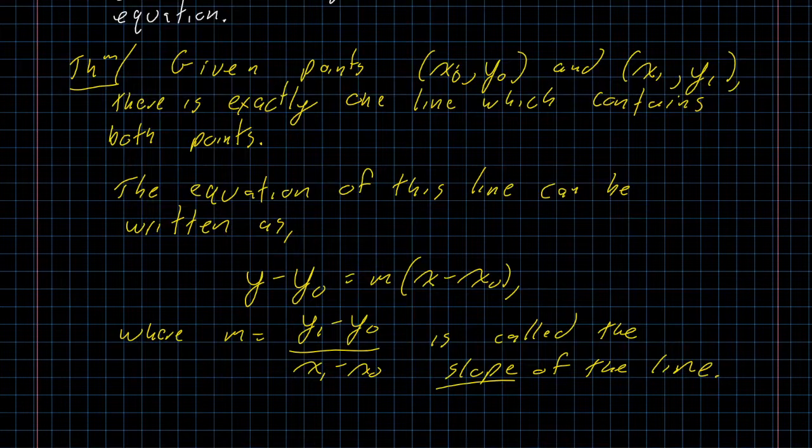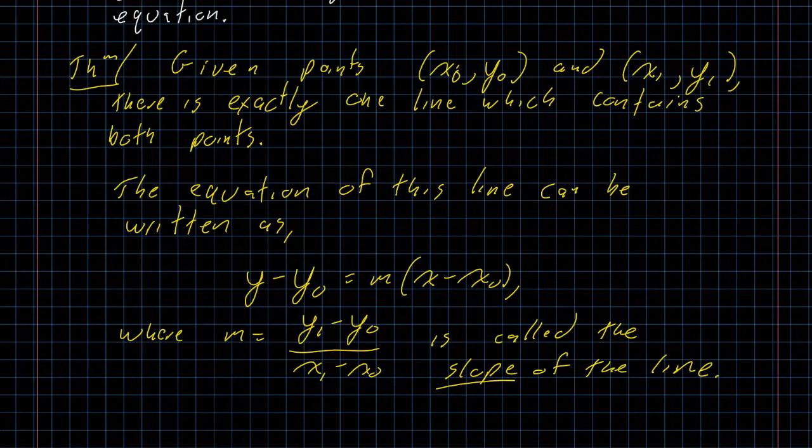Given 2 points, x0, y0, and x1, y1, there is exactly one line which contains both points. The equation of this line can be written as y minus y0 equals m times x minus x0, where m is defined as the ratio y1 minus y0 over x1 minus x0 and is called the slope of the line. Once again, you have seen slope in the past.